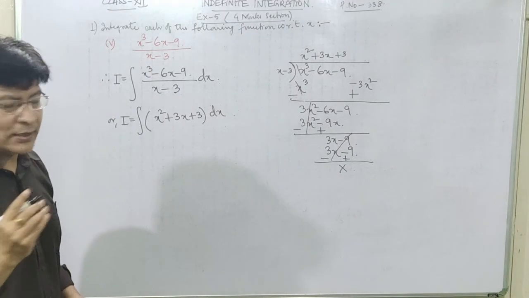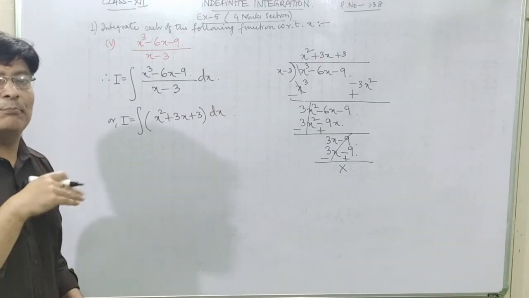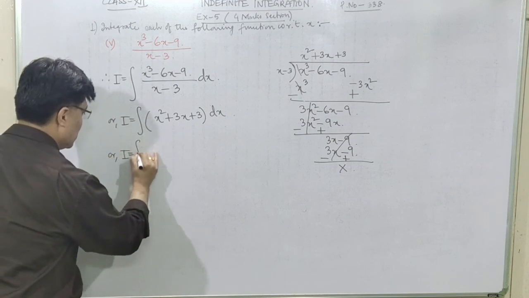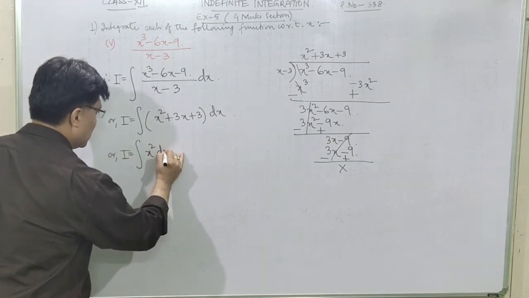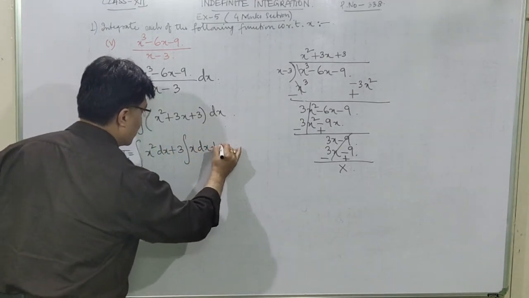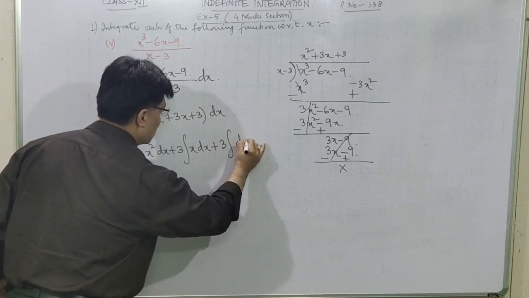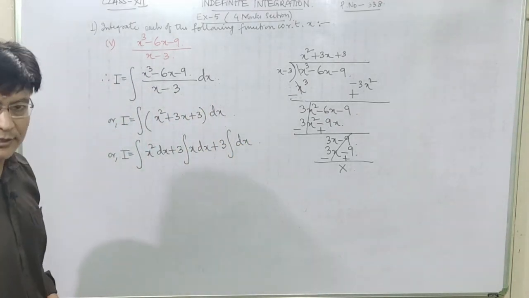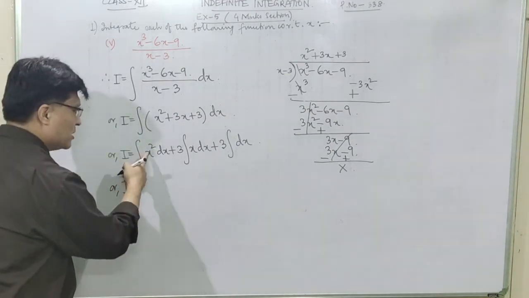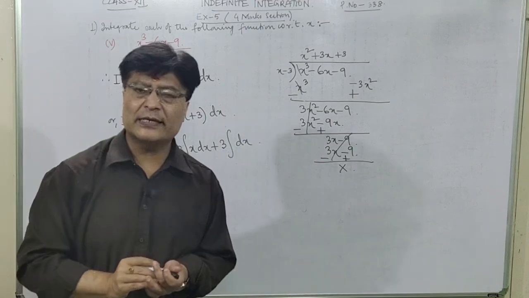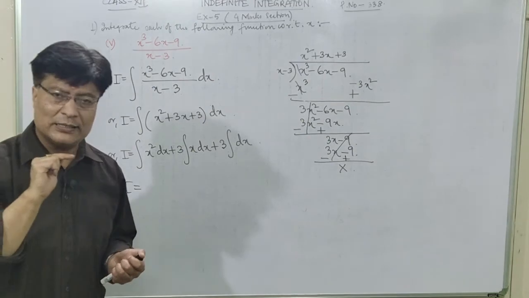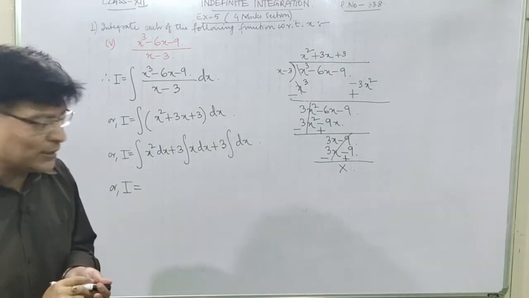So I think you have understood it. Now you can easily integrate it by separating the terms. I is equal to integration of x square dx plus 3 integration of x dx plus 3 integration of dx. Understood? Now let us simplify it. Now let us use the formula. I is equal to, what is integration of x square? It is just like integration of x to the power n. You know what is the integration of x to the power n? It is x to the power n plus 1 divided by n plus 1.